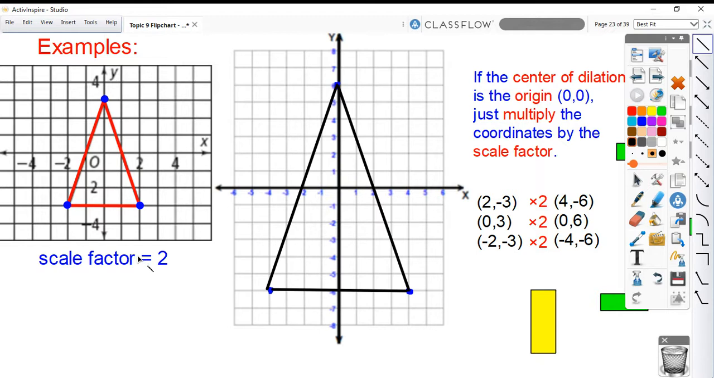That's all we have for the notes. I told you it was going to be a short one. There are some Canvas problems that are some review from the rest of Topic 9, and there's only a couple that are about dilations. If you have trouble, please let me know.